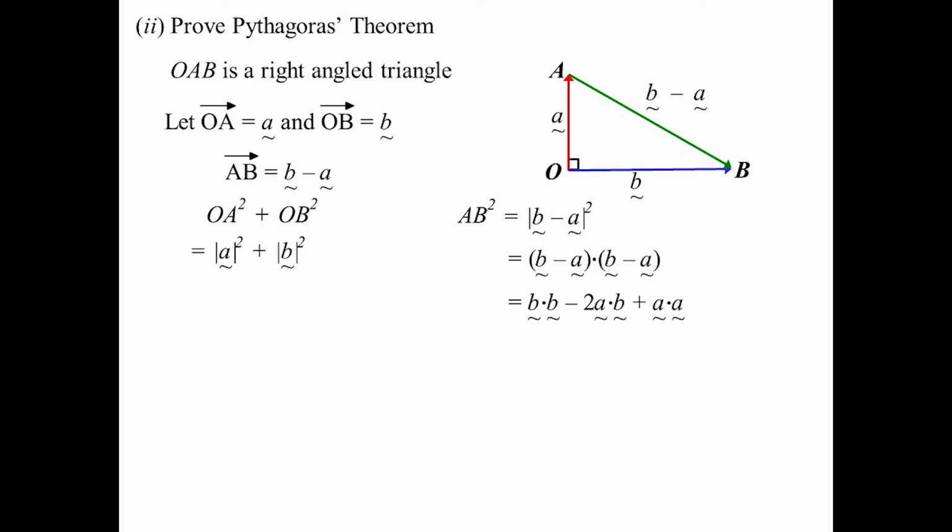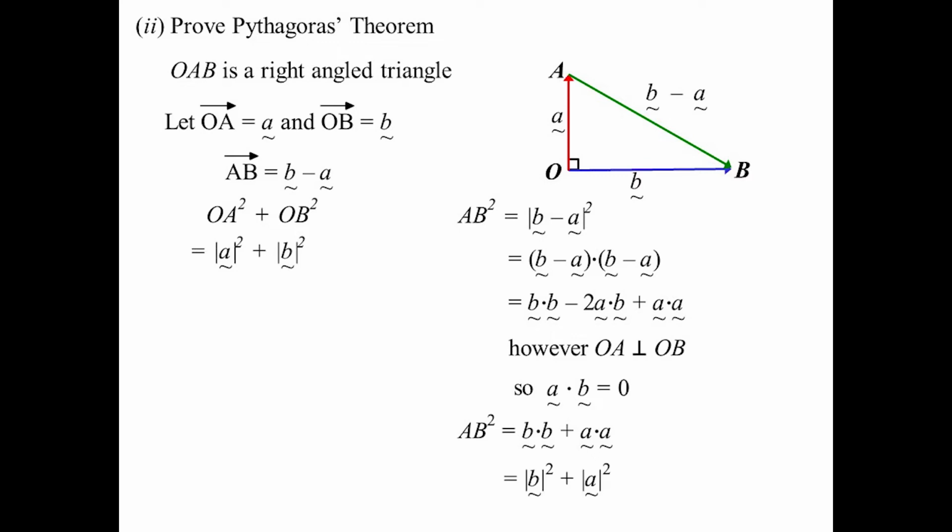But I know that OA is perpendicular to OB. So A dot B is in fact equal to 0. So therefore, AB squared is B dot B plus A dot A. B dot B is magnitude of B squared plus A dot A, magnitude of A squared, which is what we said OA squared plus OB squared is. So thus we've proven Pythagoras' theorem.